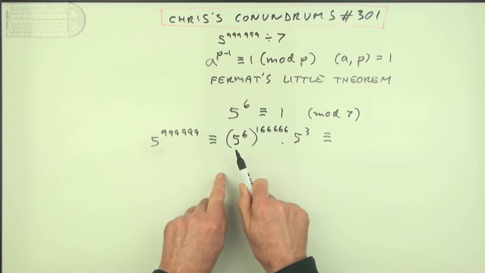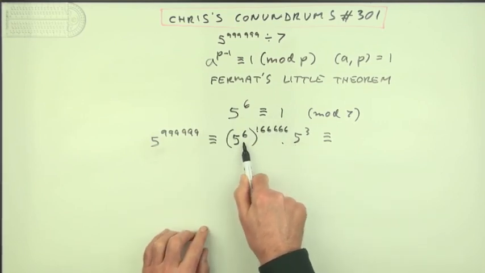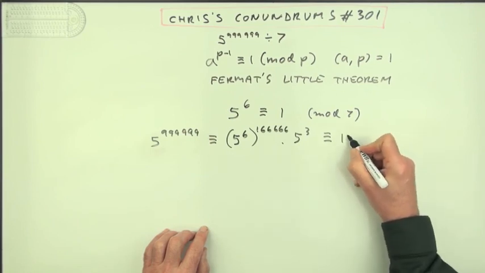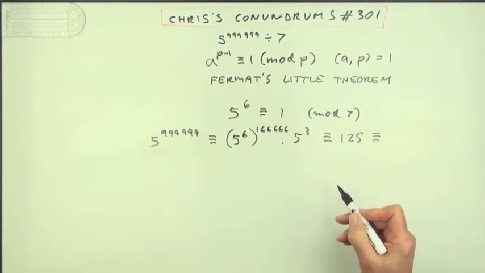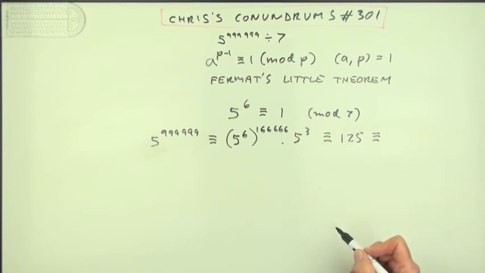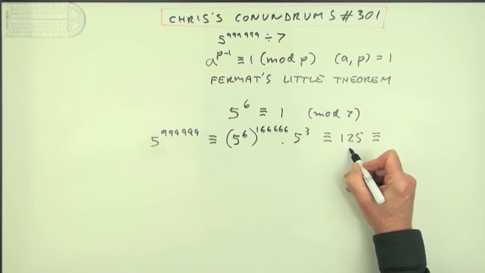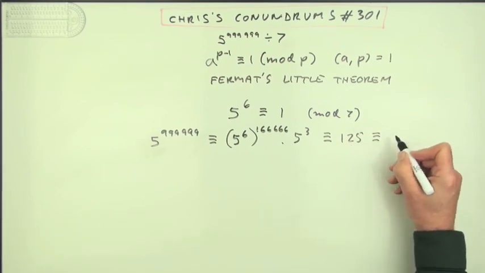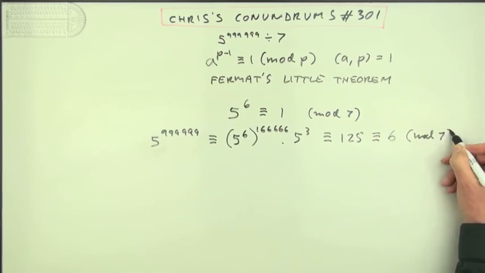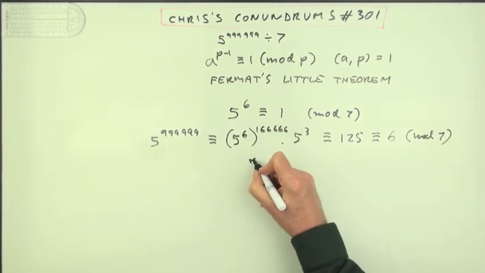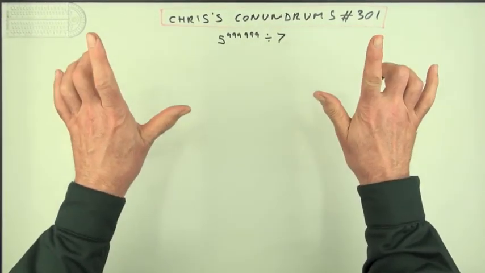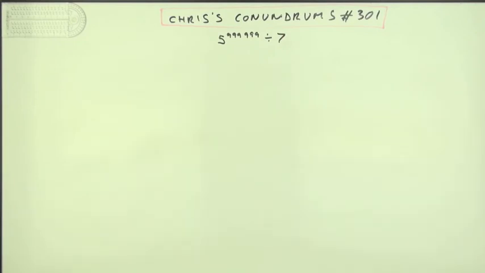This part is congruent to 1, and 1 to any power is just 1, so all that's left is 5 to the 3, and 5 to the 3 is 125. And then manually just finding the remainder after you extract 7s from that, would be 1, remainder 5, 7, remainder 6. It's congruent to 6, mod 7. Answer is, the remainder equals 6. Don't go away yet. There's one more way that could have been done.